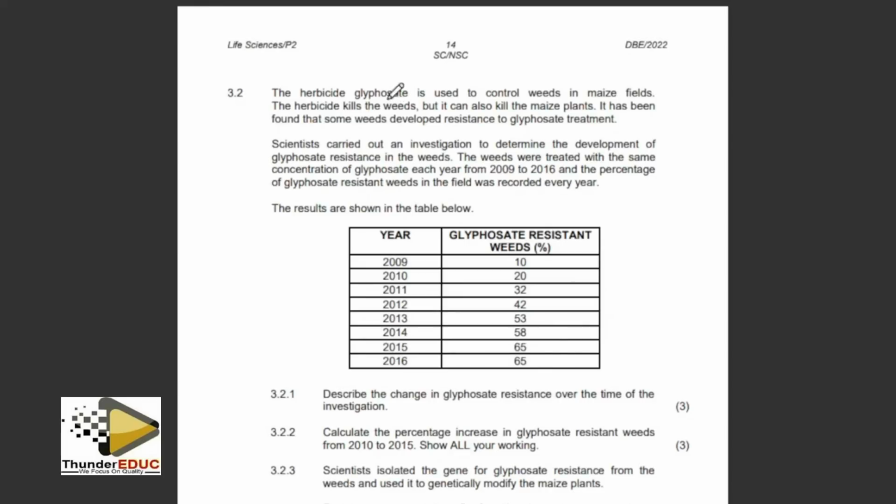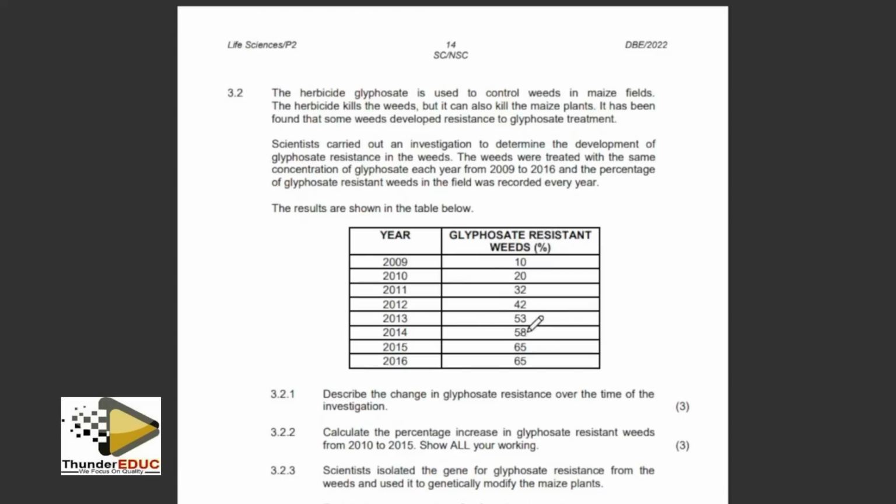Let's just read. Herbicides, this one is used to control weed in the maize, meaning that the herbicide will control the weed. You see? The herbicide kills the weed. It has been found out that the weed develops resistance to this. Yes, the weed will develop resistance. It means that the resistance will depend on the type of weed.